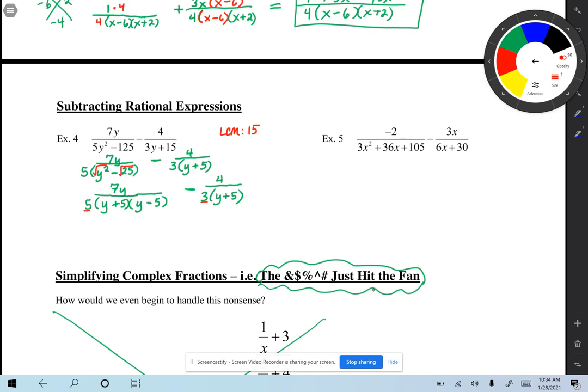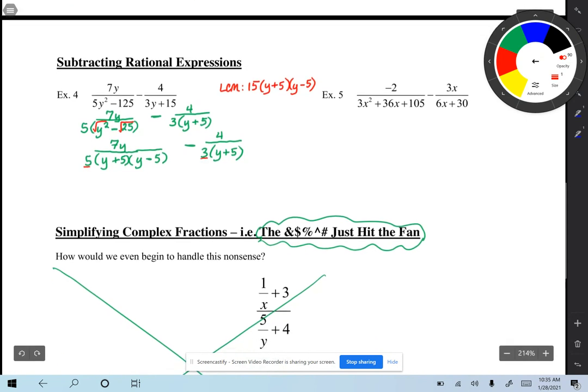And y plus 5 appears once. Y minus 5 appears only once, and that's in the first fraction. In the second, it doesn't appear at all, so 1 is bigger than 0. All right. We are ready to multiply the numerators by what is missing.